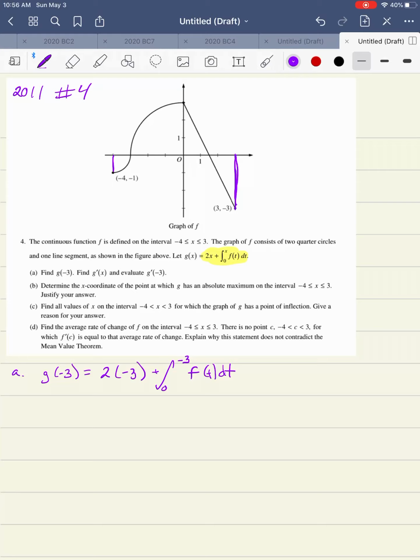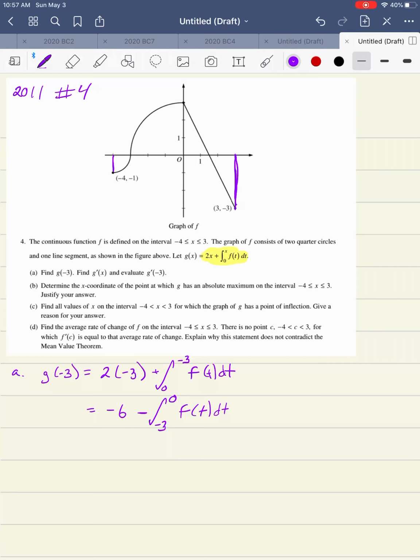So now looking at this, we need to find, it's a little tricky, this area. And the weird thing about it is it's 0 to -3. So the bigger number's on the bottom. In doing that, what I would do is I would go ahead and take the negative out and flip it from -3 to 0, f of t dt. That way you don't have to reverse all of your logic overall.